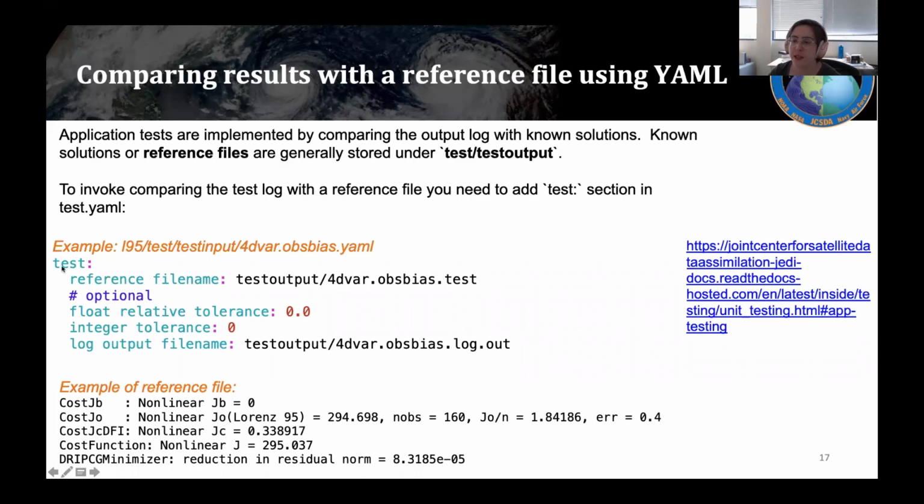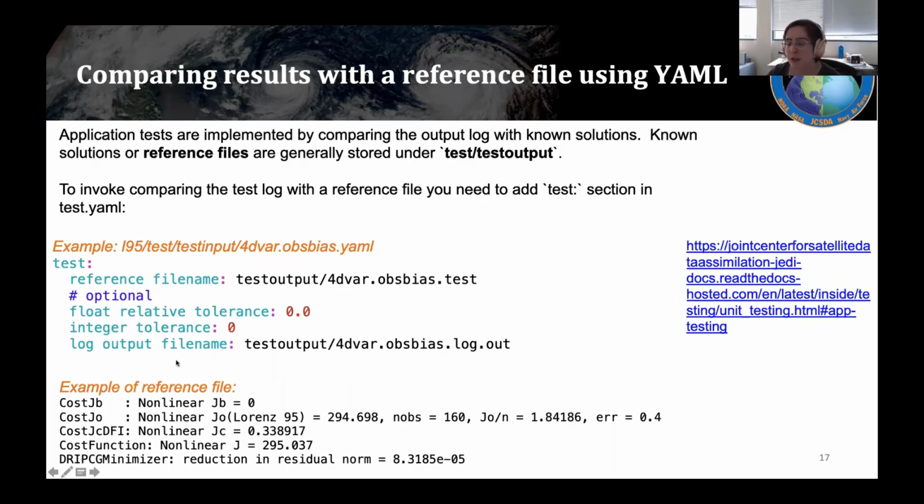you will simply add this test section to your YAML file. You can refer to this example here in the OOPS repository, and take a look at it to make sure of how the indentation is set in the YAML file. So you have this test section, and then under that you have the reference file name. This is the reference file that you want to compare your output to. And then you have these optional keys that you can use if you want to.